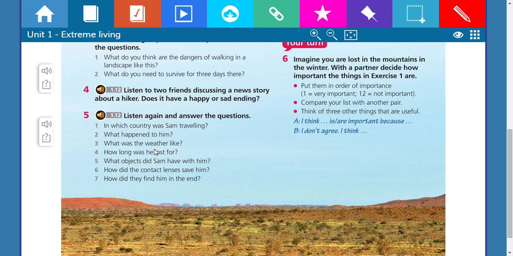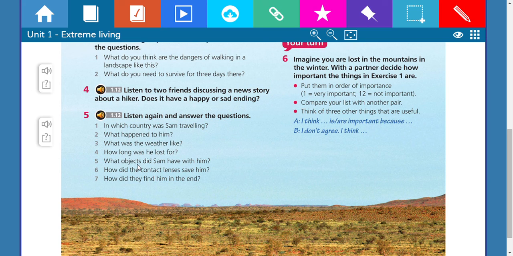What was the weather like? It was freezing or boiling? It was boiling, no? About 40 degrees centigrade. Very, very hot. Number 4. How long was he lost for? How long, the period that he was lost for? He was lost for 3 days.